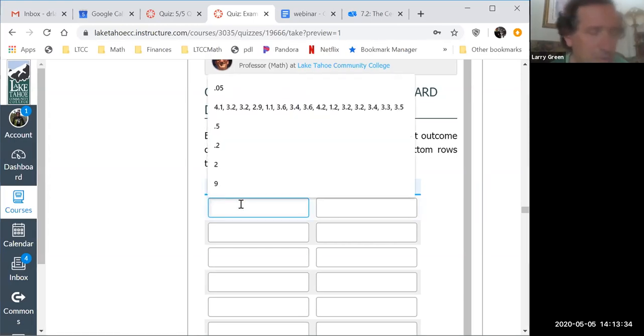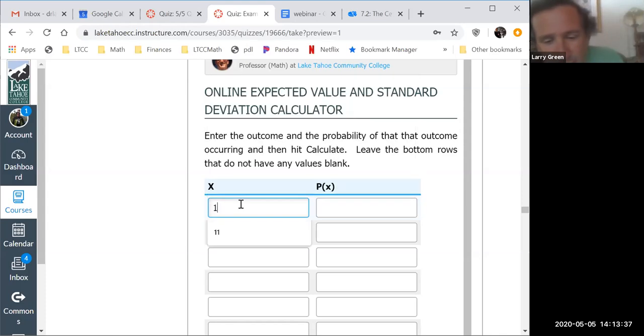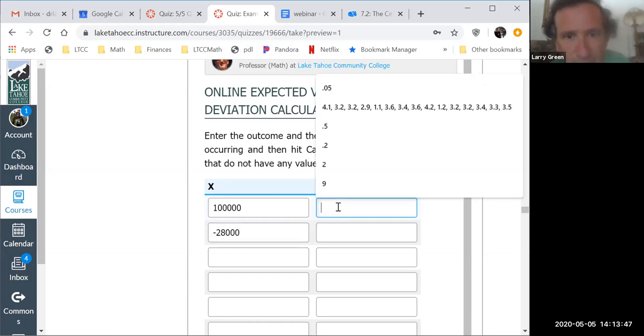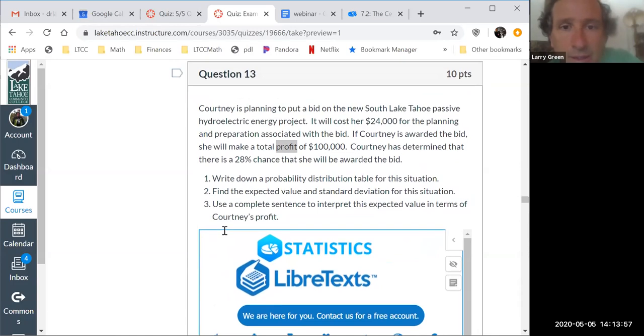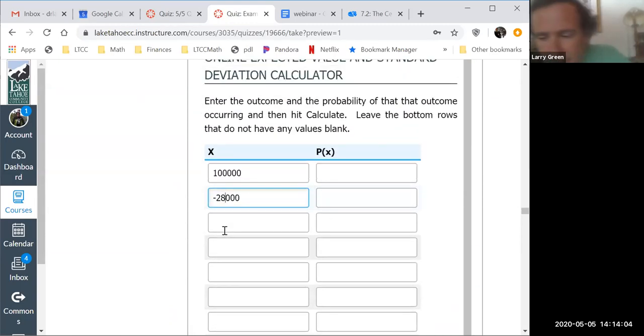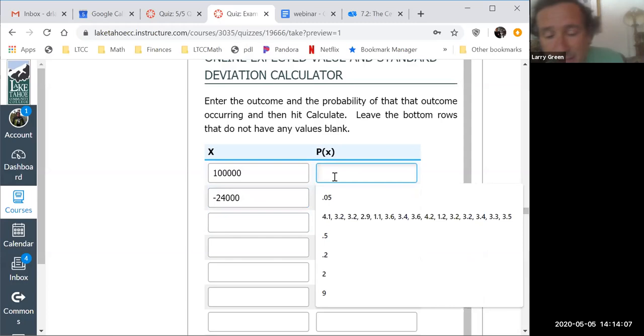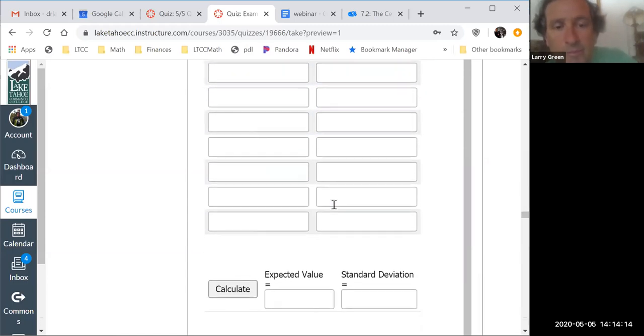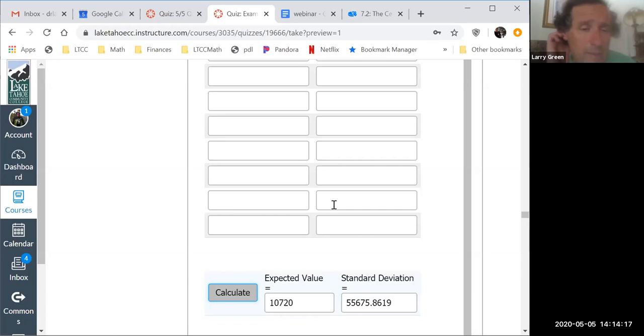Okay, and now we just put in our table that we had. So we had X was 100,000, and the second X was negative 24,000. Let me make sure I got that right in here. Yeah. Probability of getting the bid was 0.28. Probability of not getting the bid was 0.72. And I hit calculate.